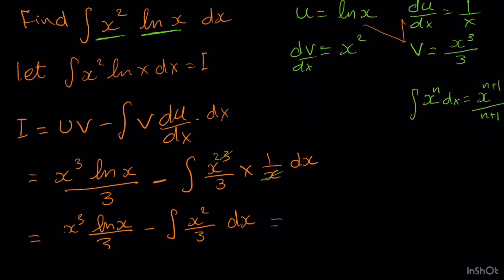Right, so this equals x cubed ln x over 3 minus the integration of x squared over 3. The integration of x squared is x cubed divided by 3, so it's 3 times, and we already have a 3 there, so it's 9, plus c, and that's it. Okay, the end for this example.